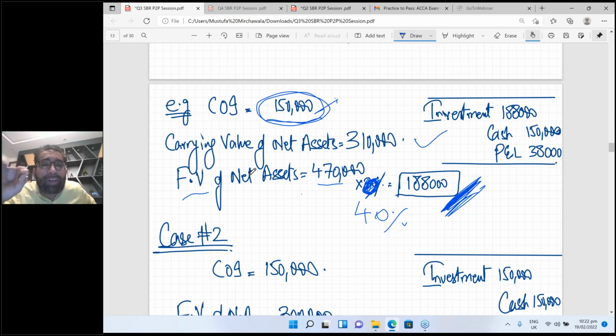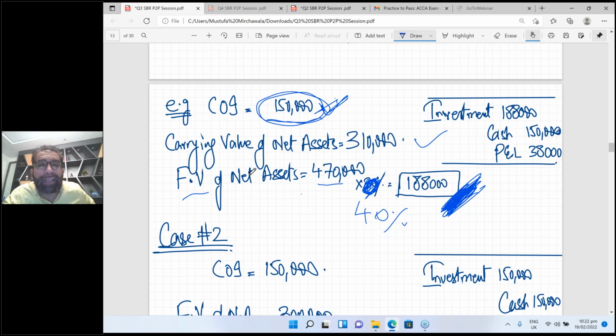You will recognize your investment at the fair value of your net asset share. So debit investment by 188. The worth of your share is 188. Investment debit 188. How much cash did you pay? Please don't sleep. How much cash did you pay? 150. And the remaining 38,000 is gain on bargain purchase.